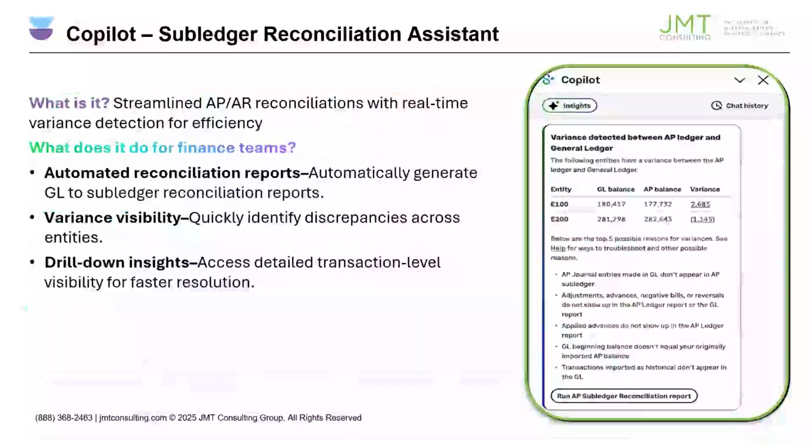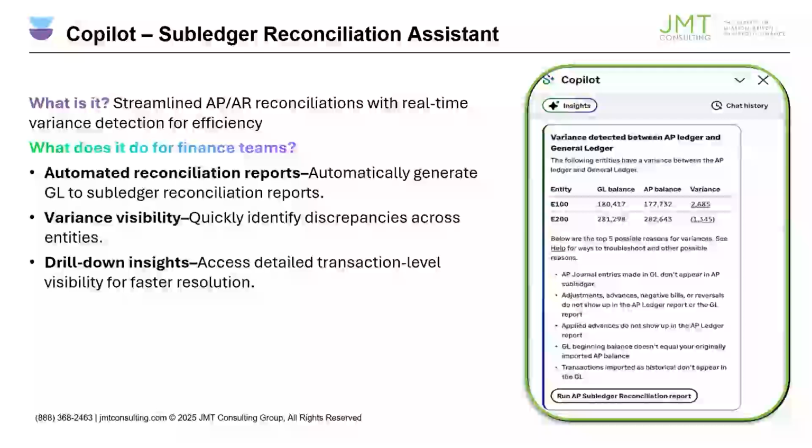Now, let's go to the next slide. This is the Subledger Reconciliation Assistant. The reason why I can't show it is because it's still an early adopter, but we wanted to show it to you as a sneak peek because it's a great and powerful tool. So one of the biggest challenges during close is reconciling subledgers like AP, AR, and inventory back to the general ledger. This process typically involves generating reports, tracking discrepancies manually, and resolving mismatches, all of which take valuable time.